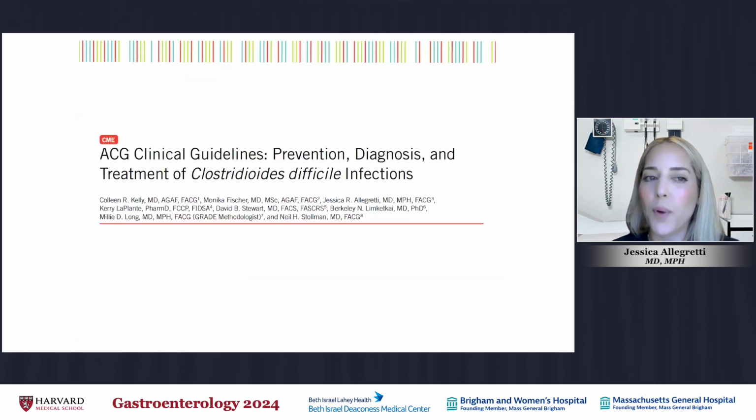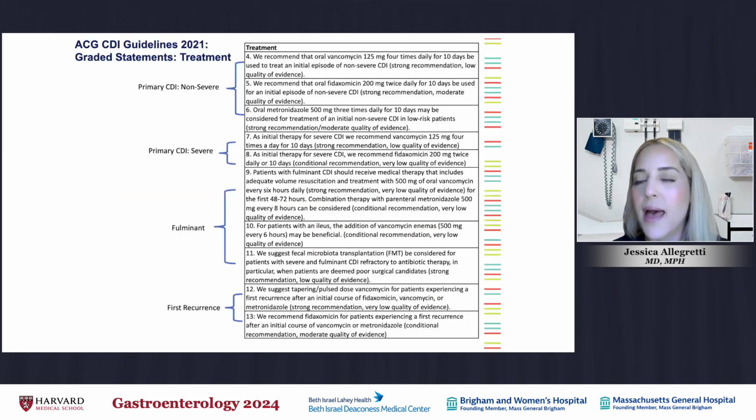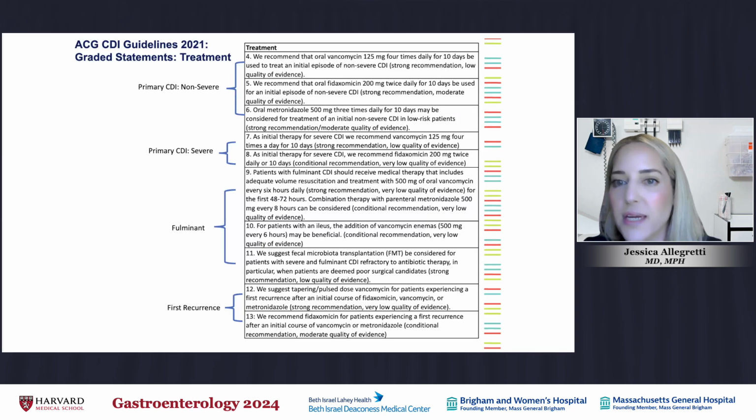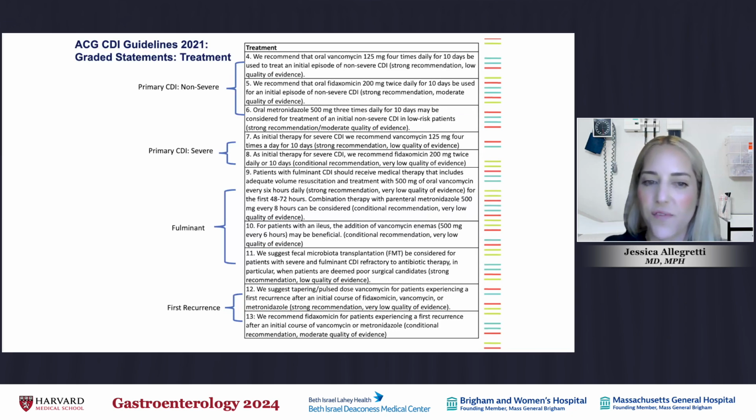I was actually part of the ACG guideline, which came out in 2021. And this does look quite similar to the IDSA guideline. Notably, vancomycin and fidaxomicin are considered preferred first-line agents for primary C. diff, whether it be severe or non-severe. We actually did review the data at the time of the IDSA guideline update, and we hold the stance that either vancomycin or fidaxomicin are appropriate first-line choices, and really metronidazole has fallen out of favor.